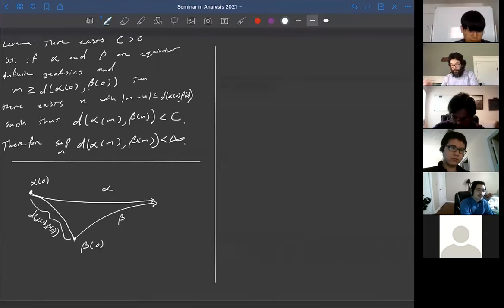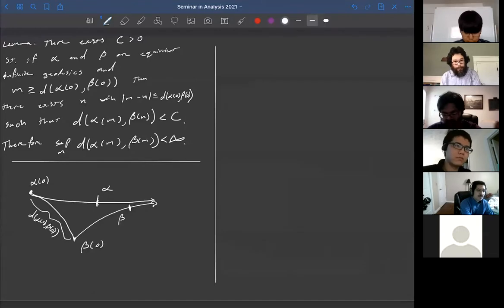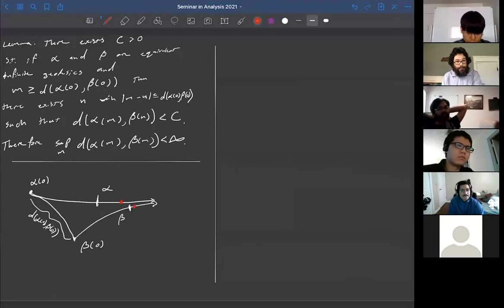And so what are we saying? We're saying that if we take any m which is greater than this distance, so that this distance is m, then as soon as we take any two points beyond this, whenever we take some point on alpha that's beyond it, there's always going to be some other point on beta which is not so far away from it in this sense. All right, so this is the picture.